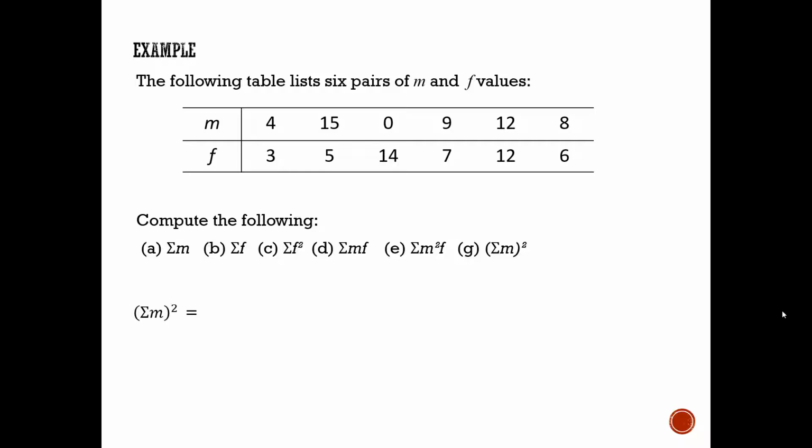You're going to come up with the sum of F squared by first squaring every value for F and then adding them. You're going to come up with the sum of MF by multiplying M times F and then adding them. And you're going to come up with the sum of M squared F by first squaring every value for M, multiplying it times F, and then you will add them. The chart is the way to go.